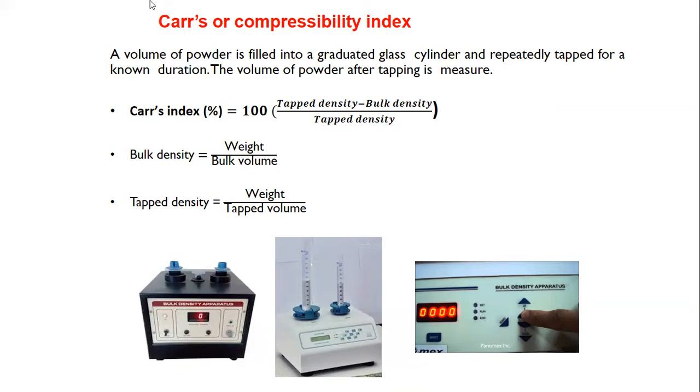Then Carr's index is the percent index, and it is calculated using 100 multiplied by tap density minus bulk density, divided by tap density.